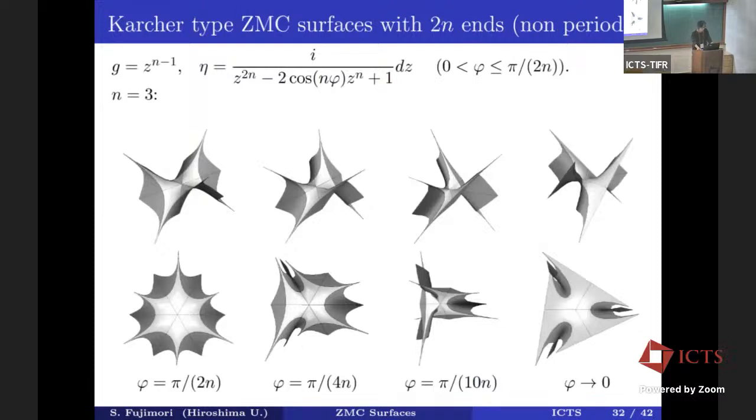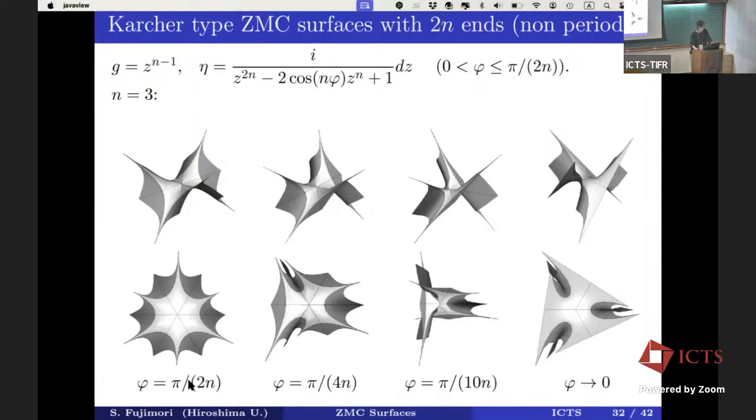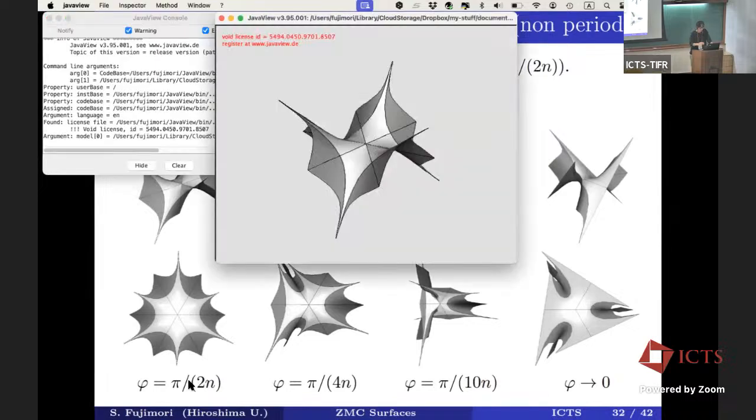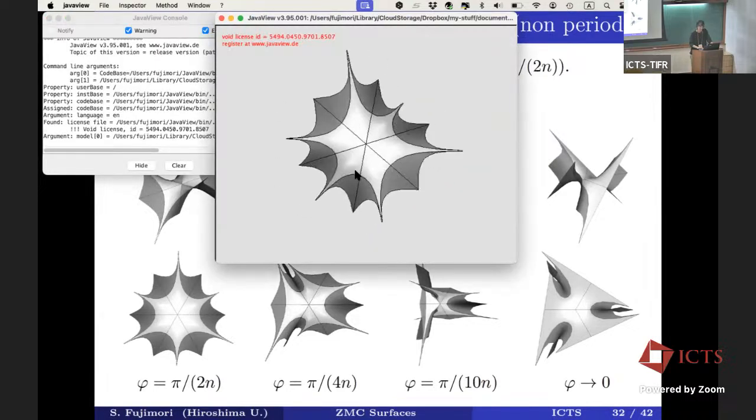And also for the Karcher type surface, by using this Weierstrass data, in this case, we can prove that this is a graph. So, of course, it is embedded, because it is a graph.